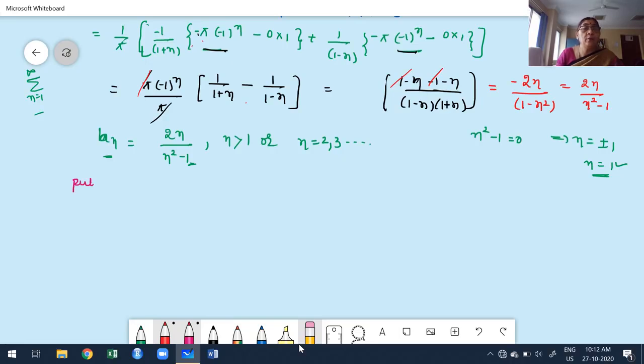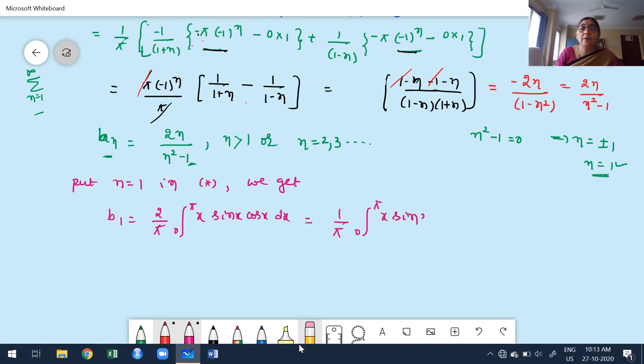Now I am going to put n is equal to 1. How to find out? Suppose for any value of n, an and bn become infinity, you find the corresponding value of n independently from the corresponding formula. Put n is equal to 1 in star, the bn formula. We get b1 is equal to 2 by pi, integral 0 to pi of x sin x into cos x. You already know that 2 sin x cos x is nothing but sin 2x, so integral 0 to pi of x sin 2x with respect to x.